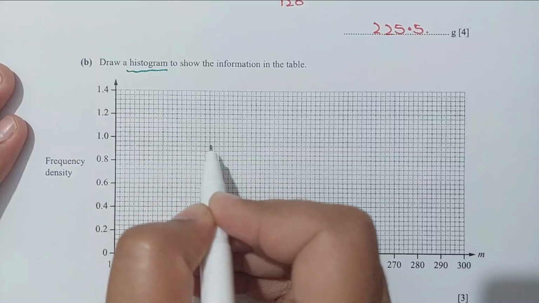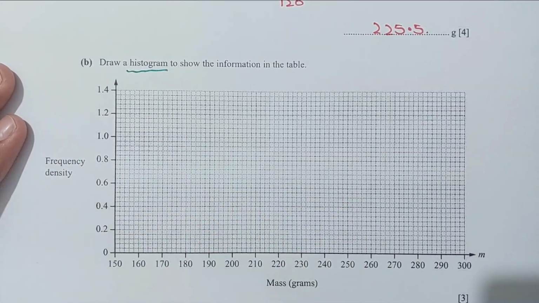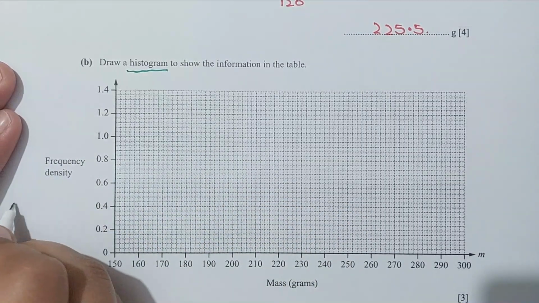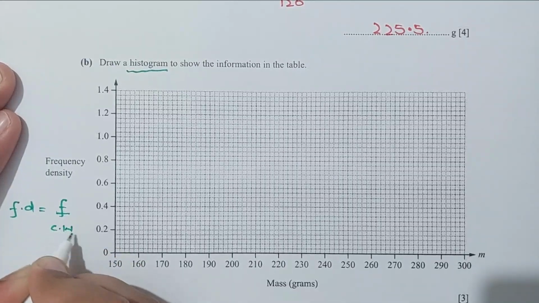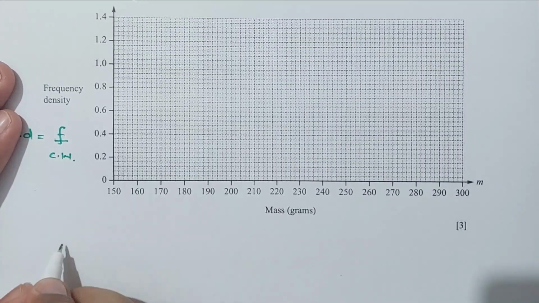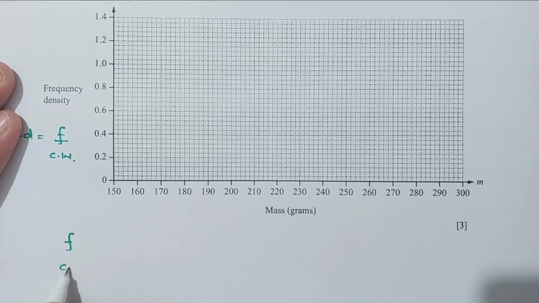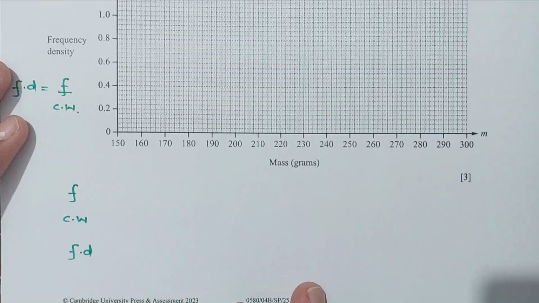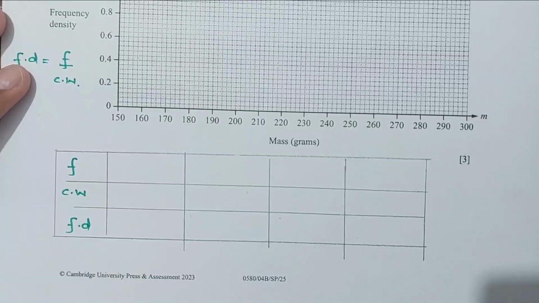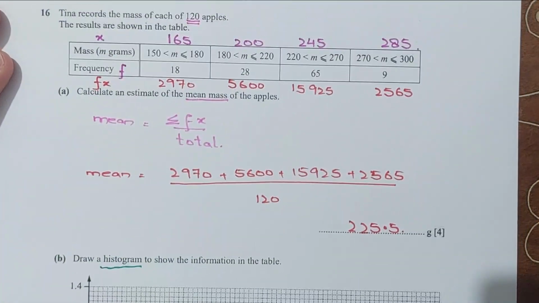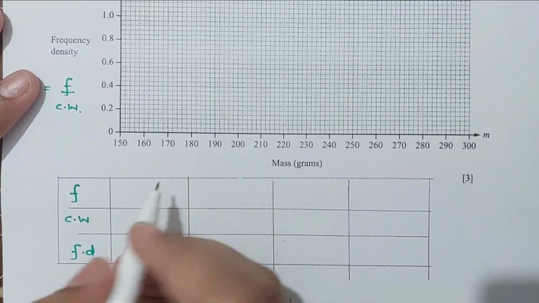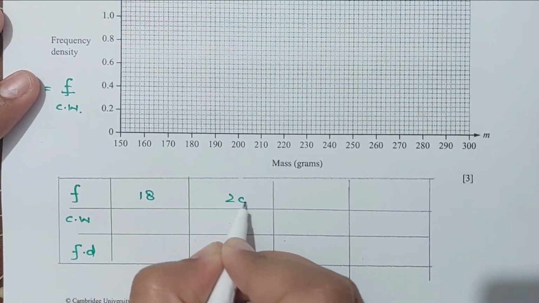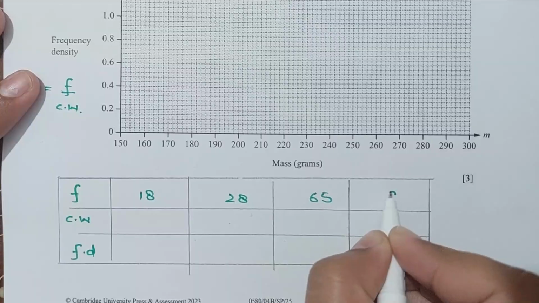For a histogram, we need the frequency densities and the masses. So what is frequency density? Frequency density is the frequency divided by the class width. Let me write down the frequency, the class width, and the frequency densities by dividing both of them. Let's make a table for this. First write down the frequencies, which are 18, 28, 65, and 9.